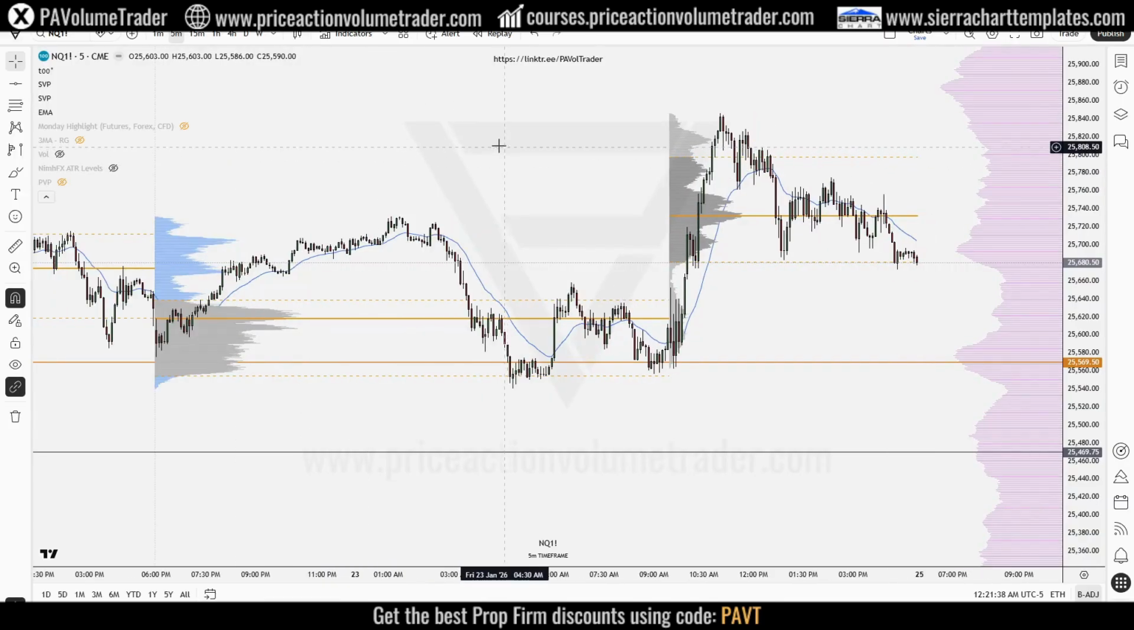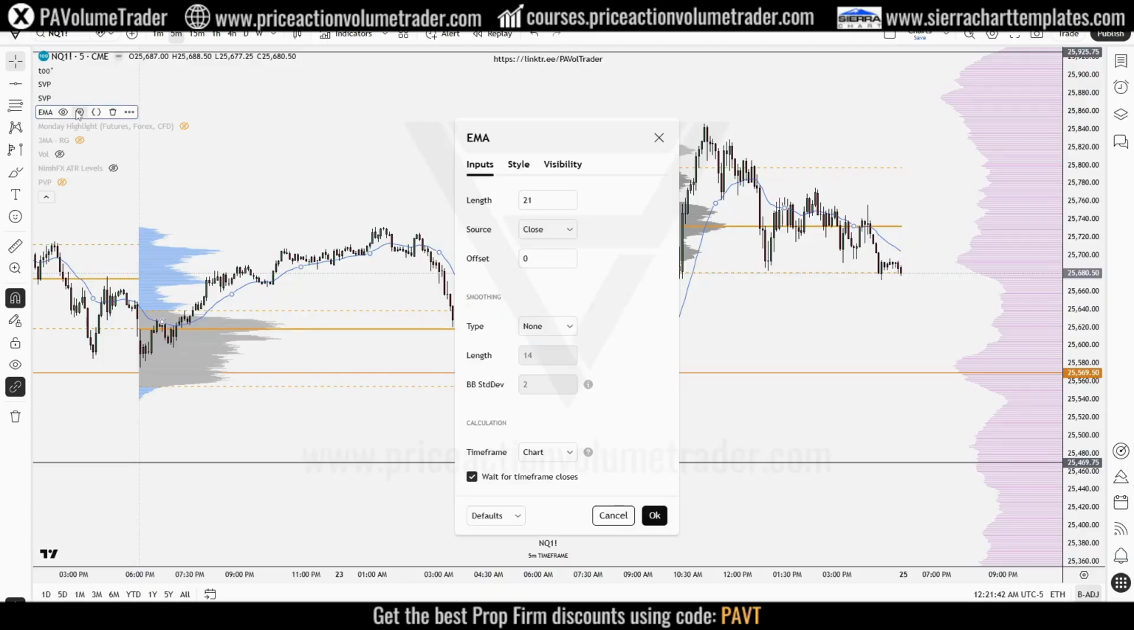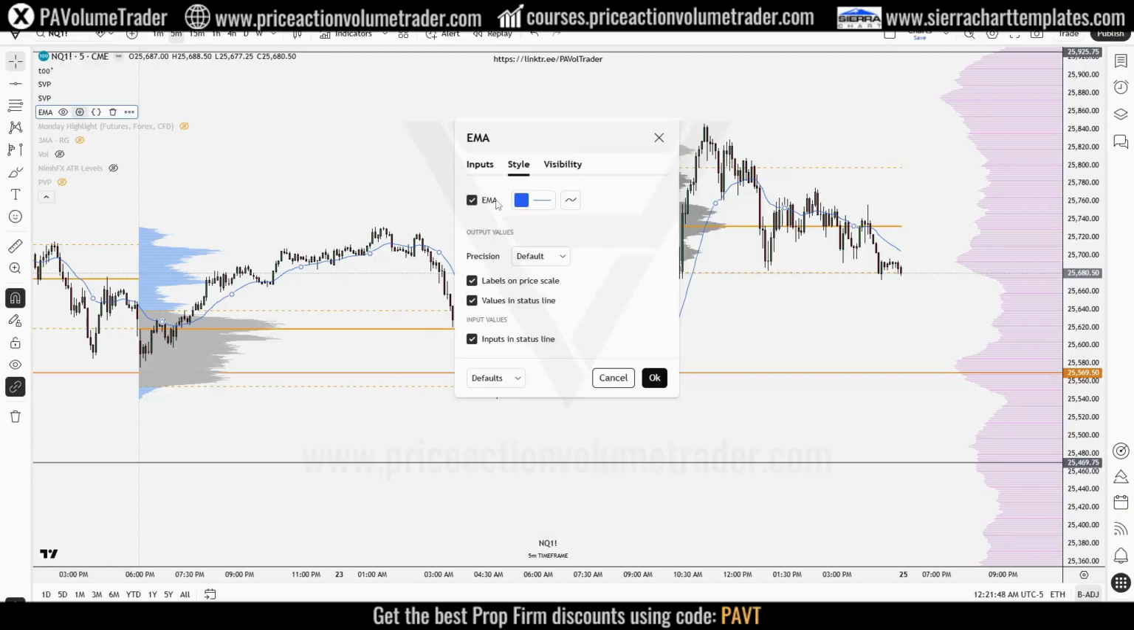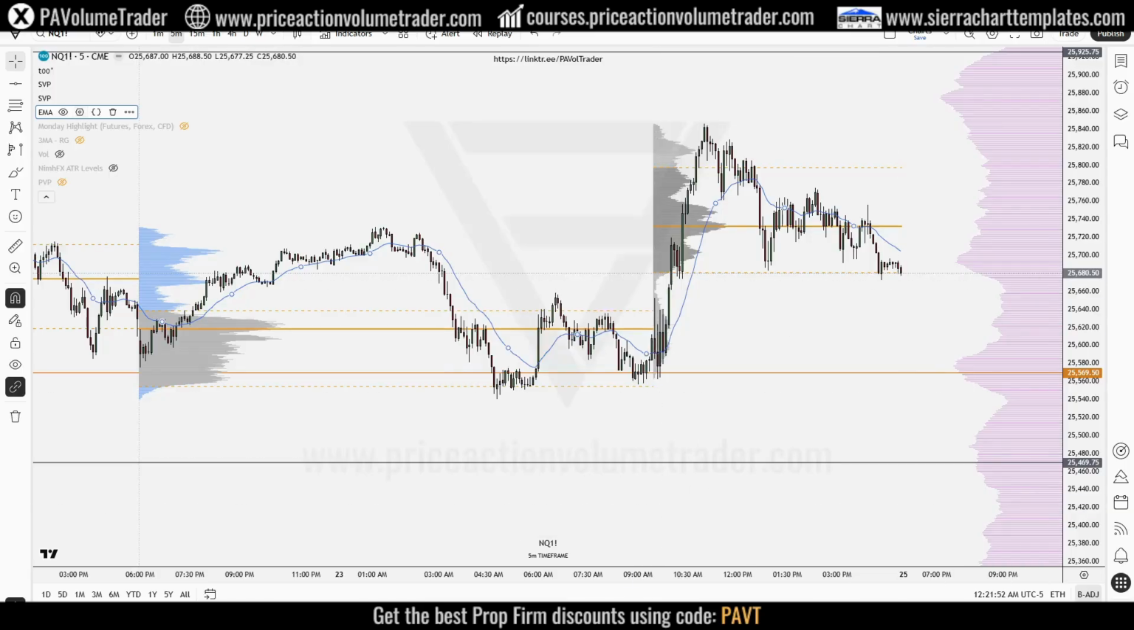Okay, and then the last indicator I have here is a 21 exponential moving average, and I have it set only in the minute time frame, EMA, 21 period length, and that is this blue line that you see here.